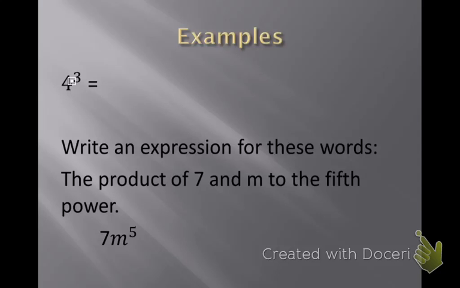Alright, so what does 4 to the third power equal? Well, first thing we know is that it means 4 times 4 times 4. 4 times 4 is 16, 16 times 4 is 64, so that's equal to 64. This is called exponent form, 4 to the third power. This is called factor form, and then this is called the answer.